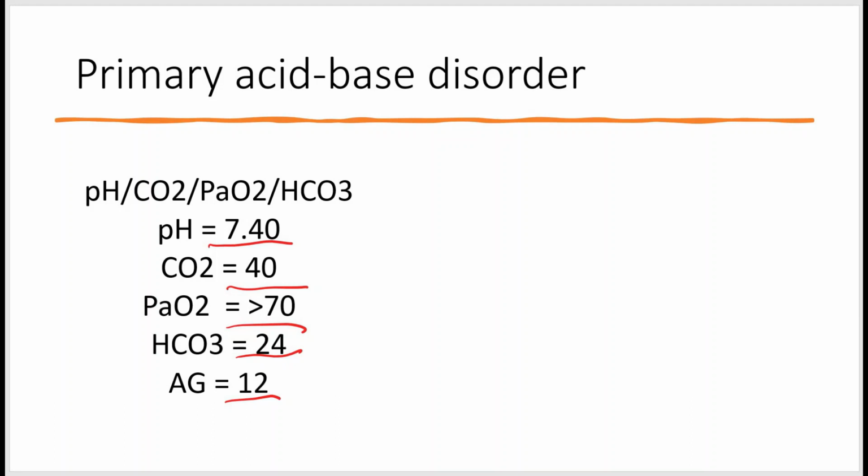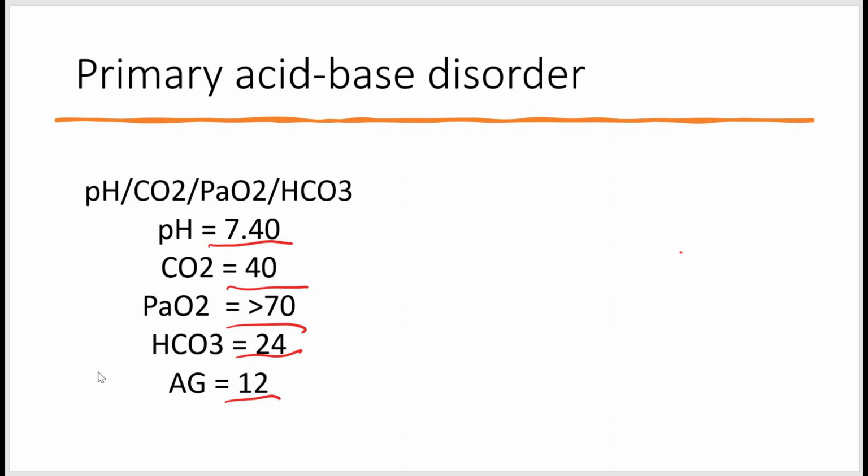So, to determine if it's acidotic or alkalotic, you want to look at the pH. So if the pH is greater than 7.4, then it's alkalosis. If it's less than 7.4, then it's acidosis. Next, you're going to look at CO2, and remember, it's normally at 40.